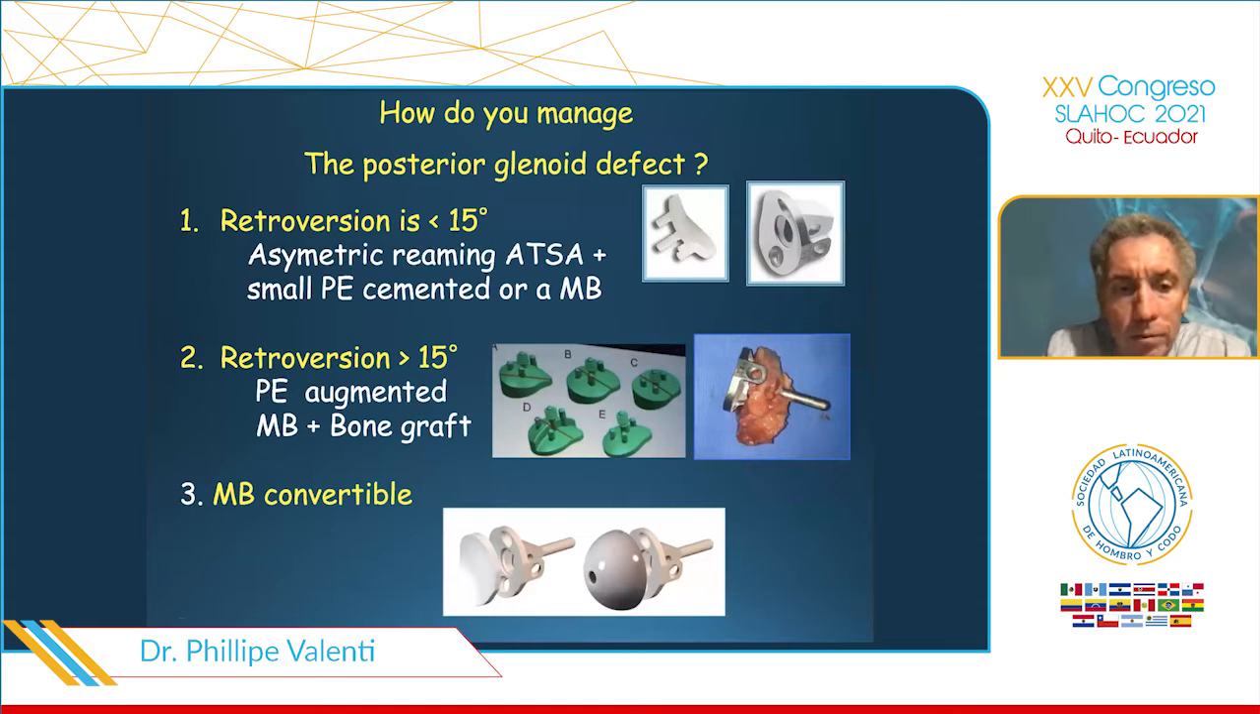The way is to use a convertible metal back, and if you have a complication of the anatomic, you shift to reverse without removing the glenoid component.